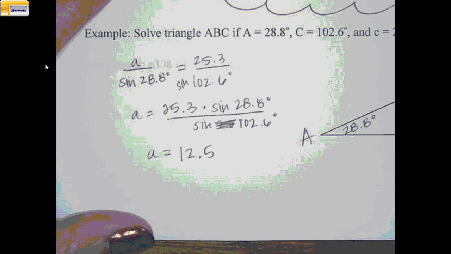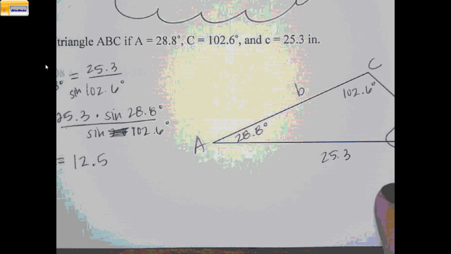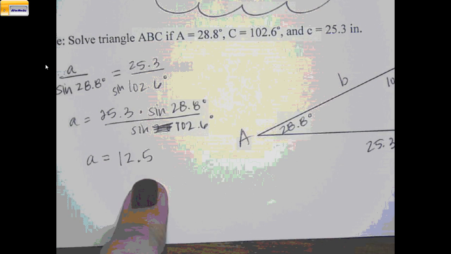What'd you get? Make sure your calculator's in degree mode. 12.5 if you round to the nearest tenth. What made you round to the nearest tenth? Everybody else has rounded to the nearest tenth. So we have 12.5, and what unit? Thank you, inches. Good. So we have side A.